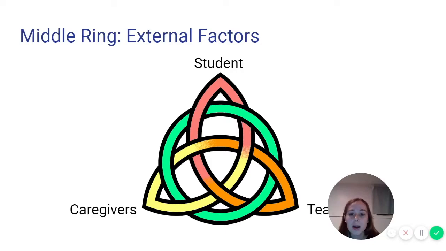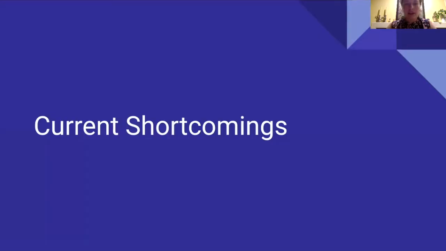So that would be all of those things in the exosystem and the mesosystem. So culture, institutions, race, discrimination, all of those things. And all of those things are integrated within these relationships between student, caregiver, and teacher to all affect your English learners. Now that we've established our framework, let's use that framework to consider the current shortcomings of EL education.